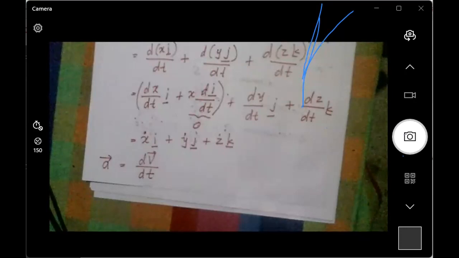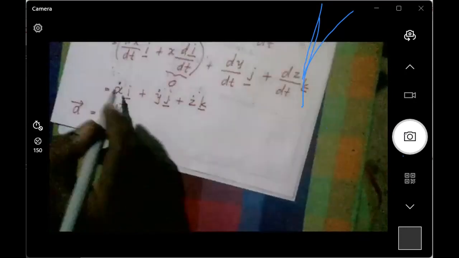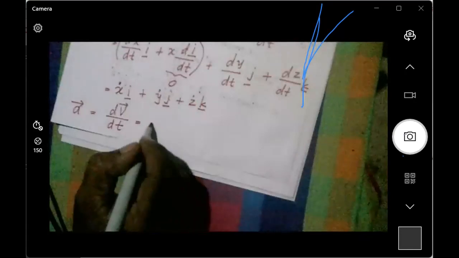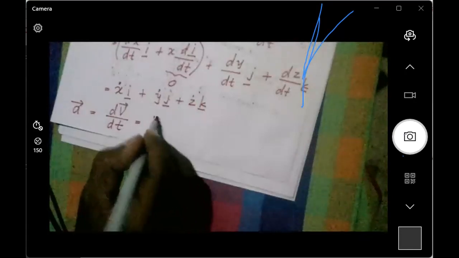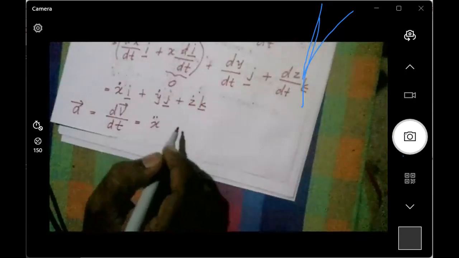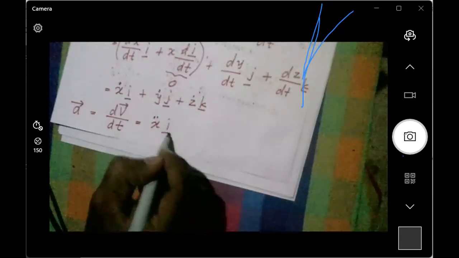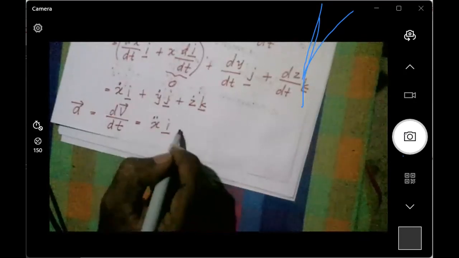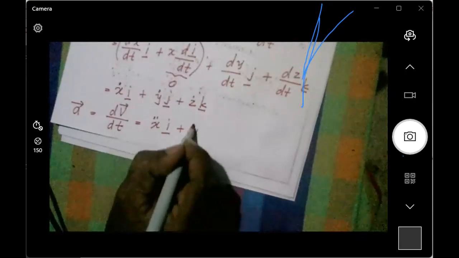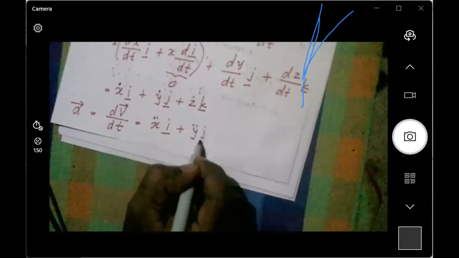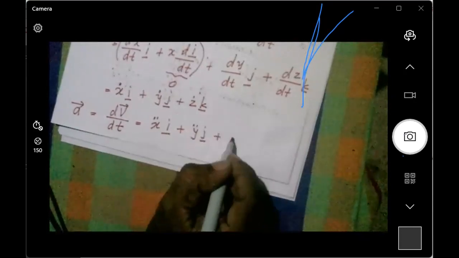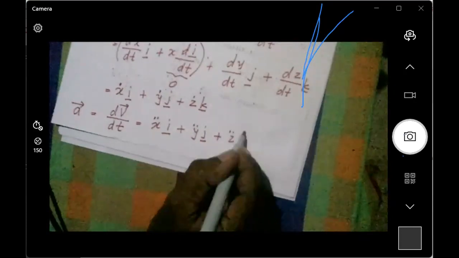Finished? So the second derivative, the same way, we can represent with two dots: x double dot into i. I am not going to do the expansion, you can do it. y double dot into j, z double dot into k.